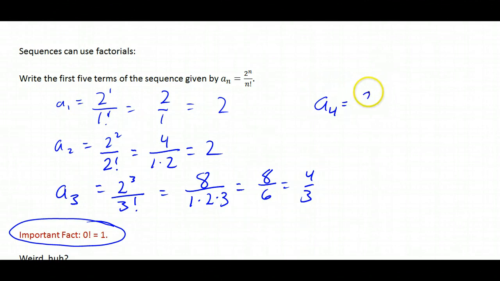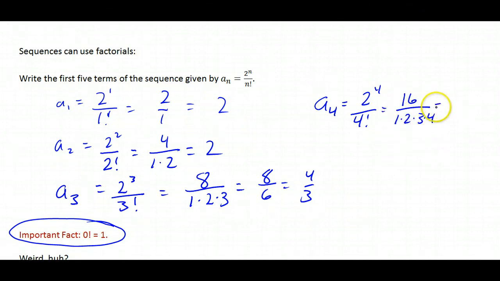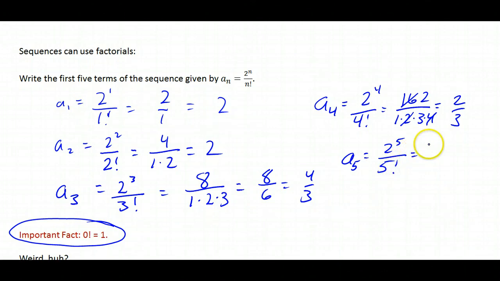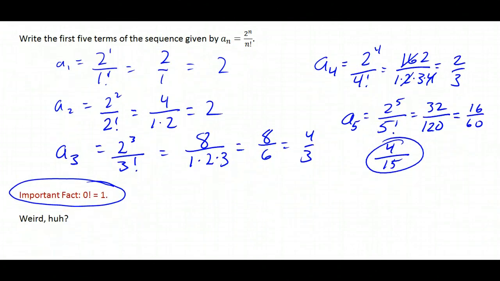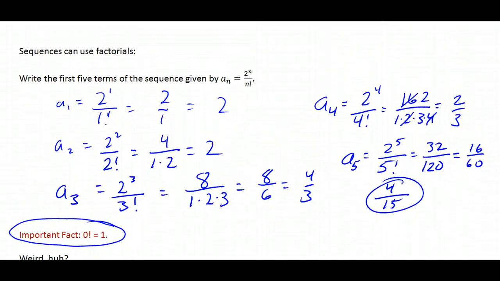A sub 4 is 2 to the 4th over 4 factorial, which is 16 over 1 times 2 times 3 times 4. Okay, so we can take out an 8 in the bottom, leaving us with a 2 right there, and we get 2 thirds. And finally, a sub 5 is 2 to the 5th over 5 factorial. That's 32, and we just figured out up above that 5 factorial is 120. And so you can reduce that. Let's see, that's going to be 16 over 60. Take out a 4, and we get 4 over 15. Okay, so that's pretty much all you need to know about sequences. The next screencast you're going to watch is all about series.